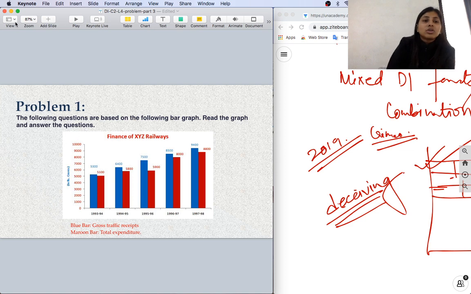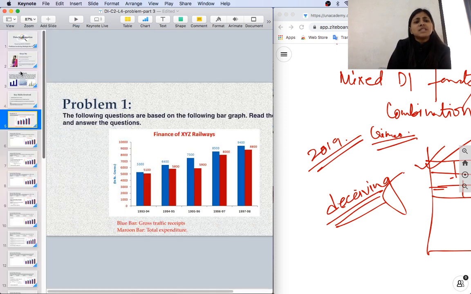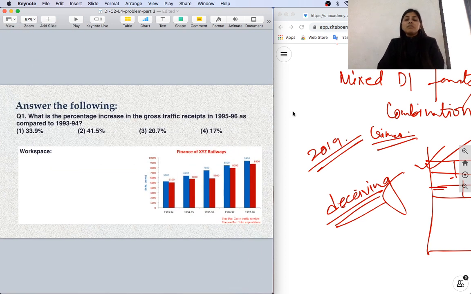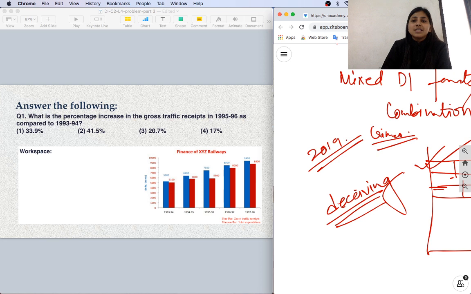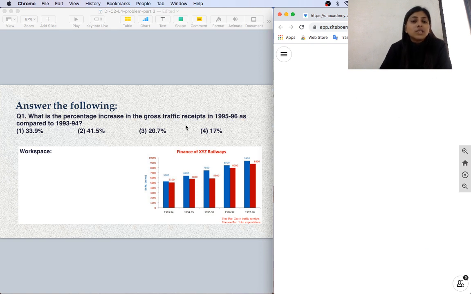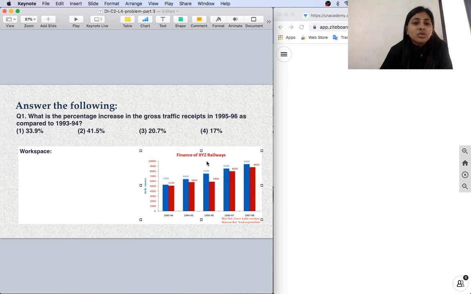Now we'll go to the questions and see what we have to do, because there is nothing else we can do here. We have seen whatever is given. We'll now start solving the questions. The first question you can see is: what is the percentage increase in gross traffic receipts in 1995-96 as compared to 93-94?